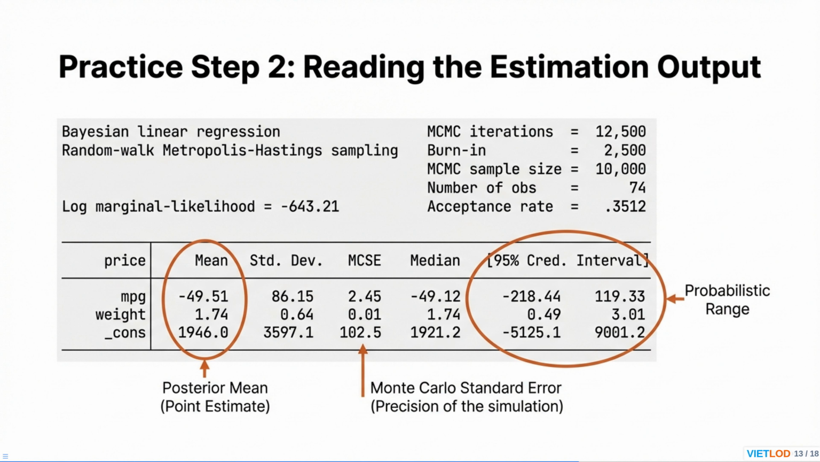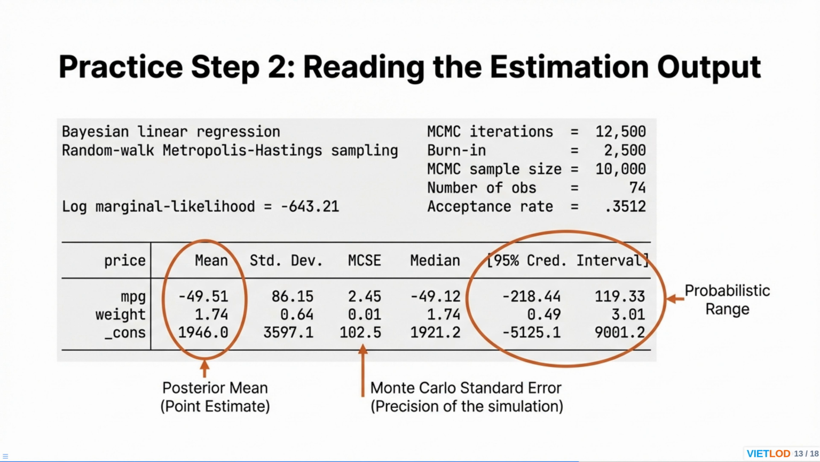Now that our Bayesian model has run, let's interpret the estimation output. This table summarizes the posterior distributions for each parameter. The mean column represents the posterior mean, which is our primary point estimate for each coefficient, derived from averaging all samples drawn from the posterior distribution. Crucially, the MCSE, or Monte Carlo standard error, indicates the precision of our simulation itself. A small MCSE relative to the standard deviation suggests that our MCMC process ran long enough to produce a stable estimate of the posterior mean.